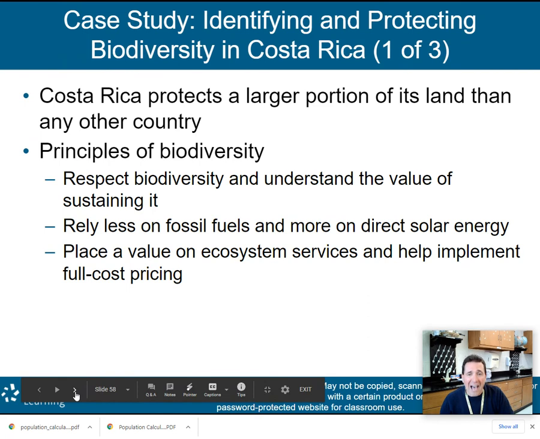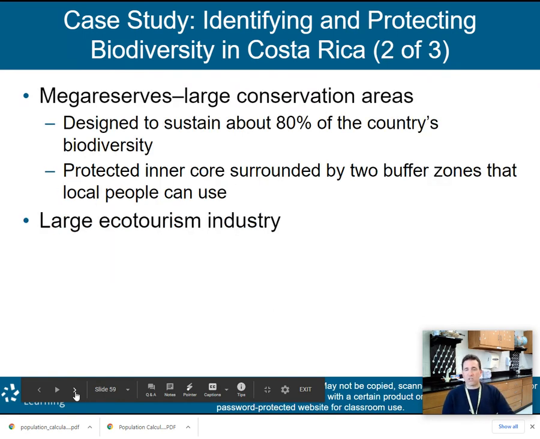And they place a value on the ecosystem services and help implement full cost pricing. This is what Costa Rica does, and this is why they have been able to protect and why they are a world leader in conservation. They do place a value, they do use that full cost value. They also created mega reserves in Costa Rica. So these are very, very large conservation areas designed to sustain about 80% of the country's biodiversity.